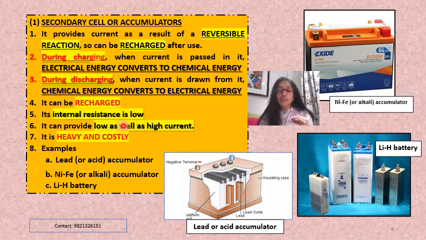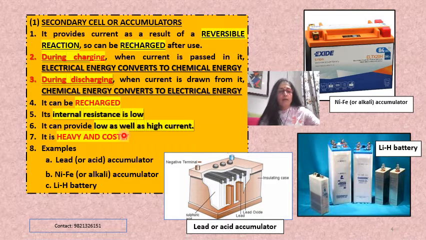Its internal resistance is low, and so it can provide low as well as high current. So it is very user friendly. It is heavy and costly. There is the catch. Would you put a big battery like this with your remotes at home? No, they have those small dry cells, right? Depending on the utility of the cell, you want to use that.